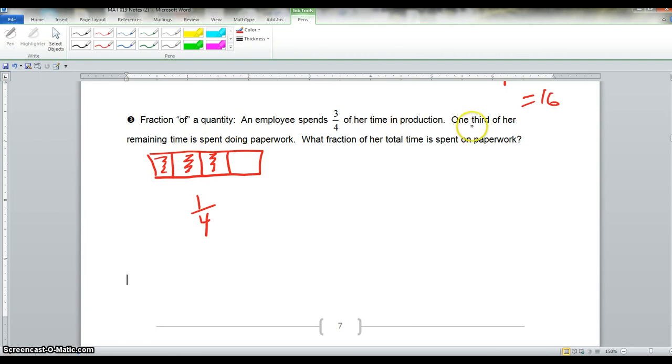So we're told here that 1/3 of that time, which is multiplication, so we have 1/4, which is the remaining time, times 1/3, because 1/3 of that remaining time is doing paperwork. So it says what fraction of her total time is spent on paperwork. So we would do 1/4 times 1/3. 1 times 1 is 1, and 4 times 3 is 12. So it'd be 1/12 of her time is spent on paperwork.